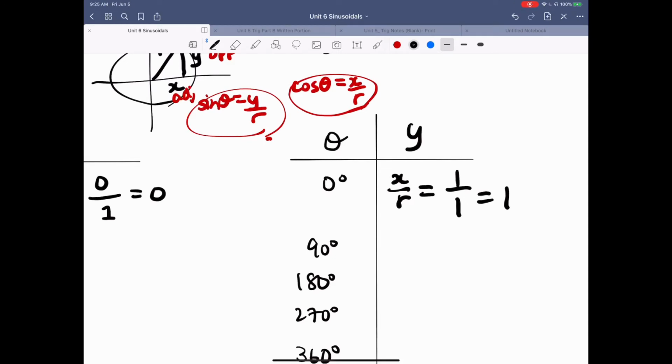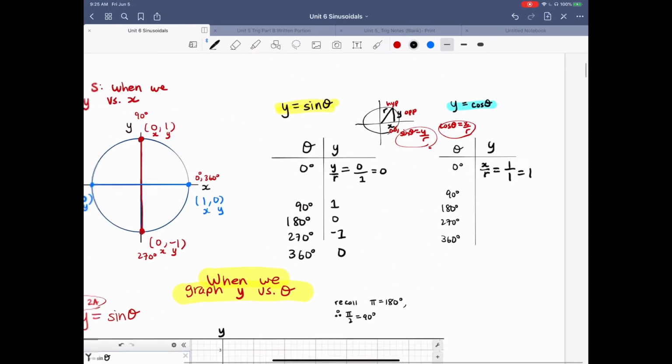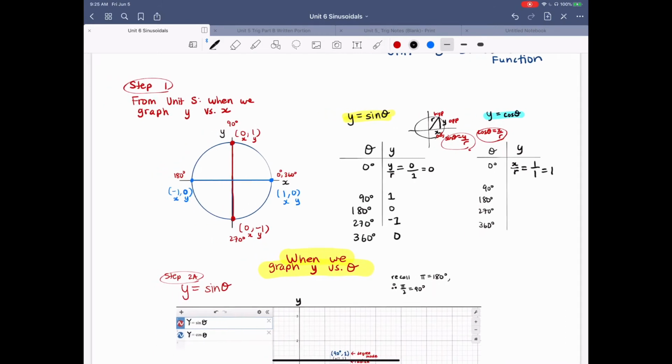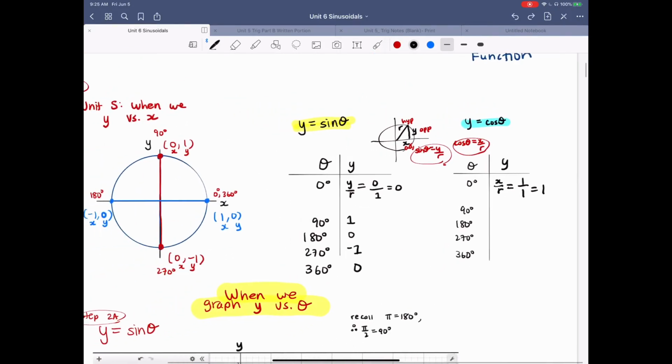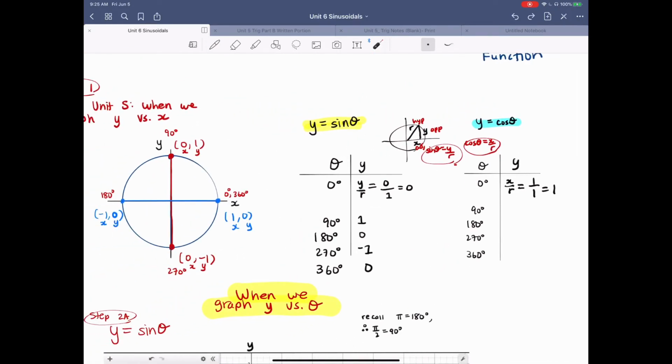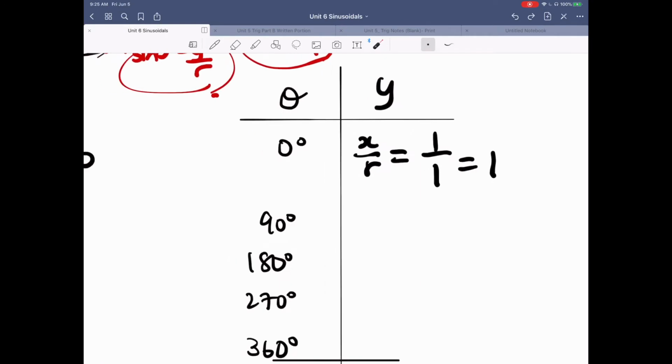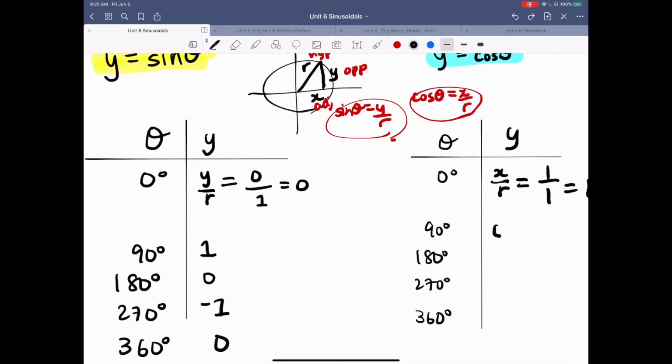So we're actually going to start off at 0 degrees, comma 1 as the first coordinate for cos theta. For 90 degrees, it's x divided by r. I'm not going to keep writing the x divided by r actually. And so x is 0, I notice. And the r is automatically a 1. And so that is going to be 0, right?